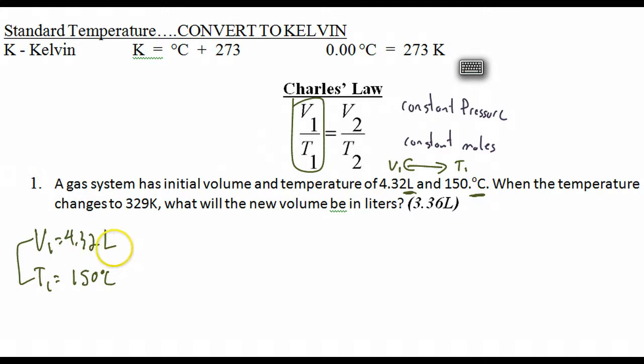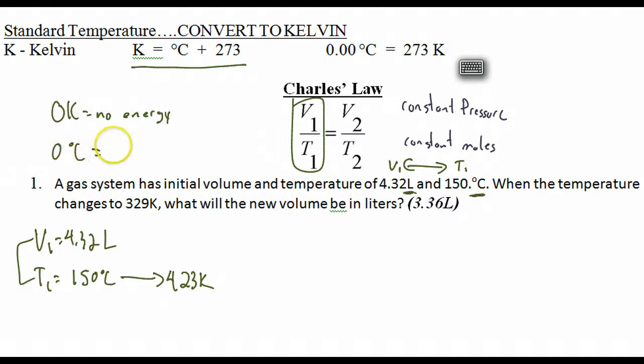Now liters is a fine unit for Charles Law, but Celsius is not. We have to convert it to Kelvin using this equation here, adding 273 gets 423 Kelvin. Gas laws are always going to be in Kelvin, so 0 Kelvin equals no energy, as opposed to 0 Celsius, coincidentally, I guess not coincidentally, but somewhat arbitrarily means freezing of water.